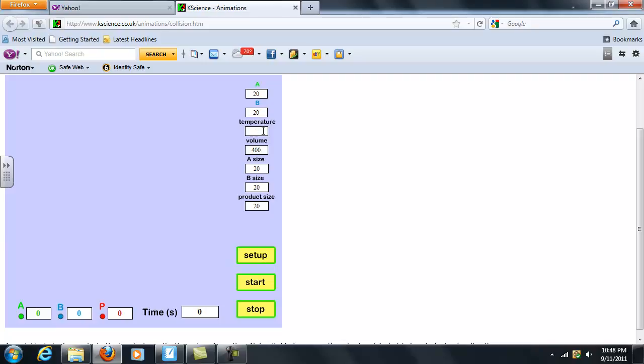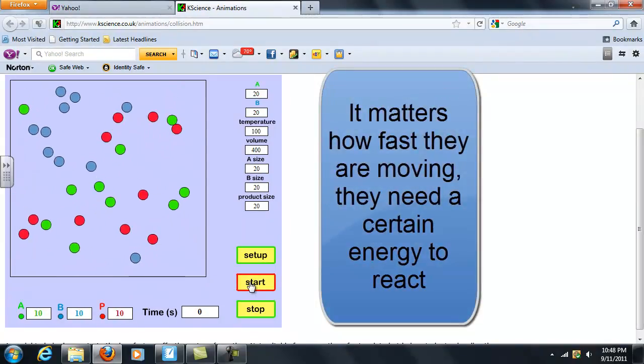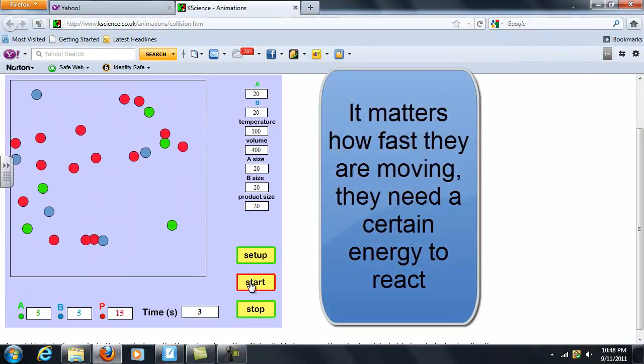And what we're going to do here is I'm just going to have two reactants, A and B. They're different colors, and you can see them here. So A and B, same numbers of each of them. When they collide, they make P, which are going to be the red ones. And if you watch this, what you'll notice is they have to run into each other for that to happen.